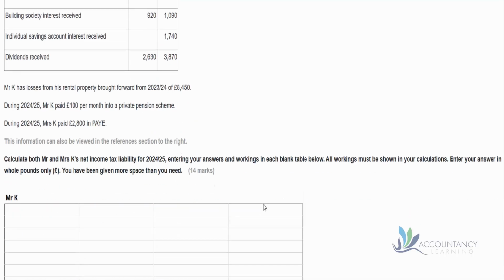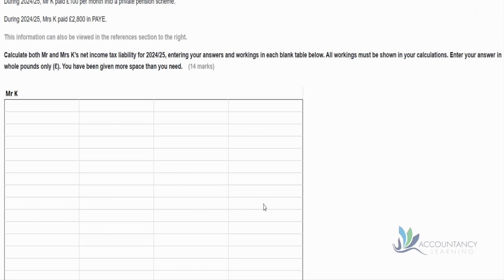The exam software has provided two tables. There's one for Mr. K and one for Mrs. K, and this is a human marked activity in the assessment, so it's important that you set out your workings nice and clearly so that the markers can follow really easily what you're trying to do. So it's useful to set up 3 columns to start off with, just so we can get our head around all the different types of income.